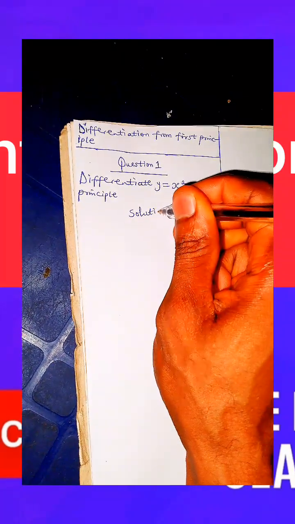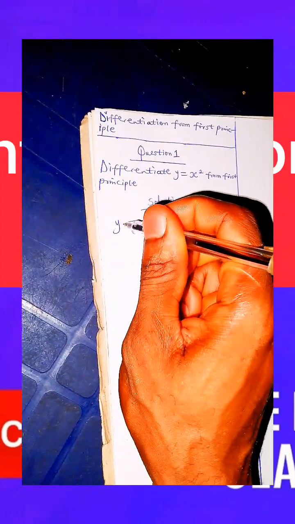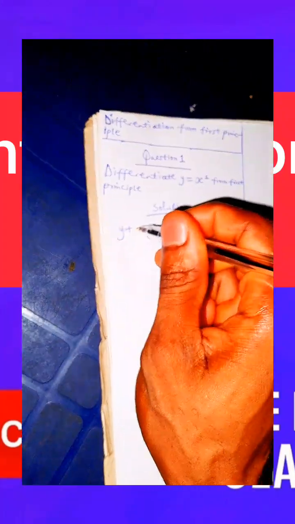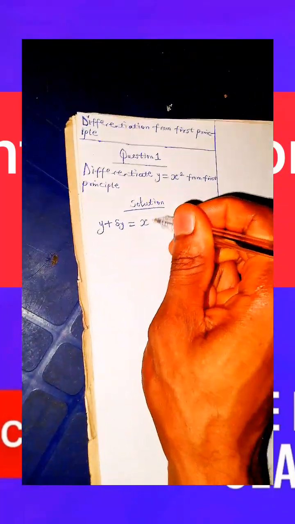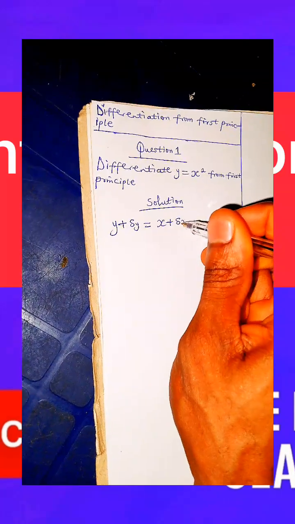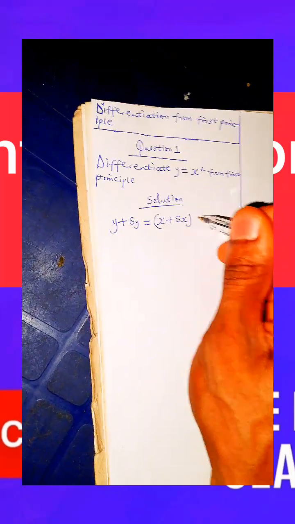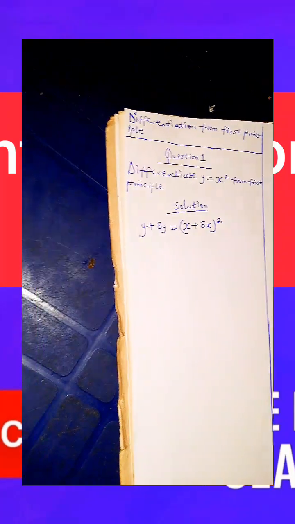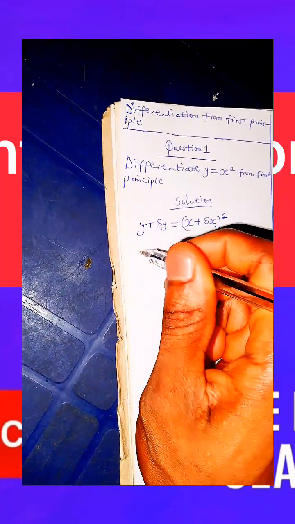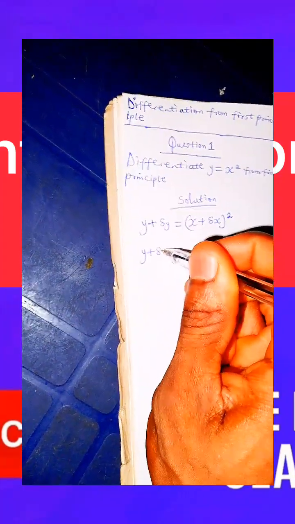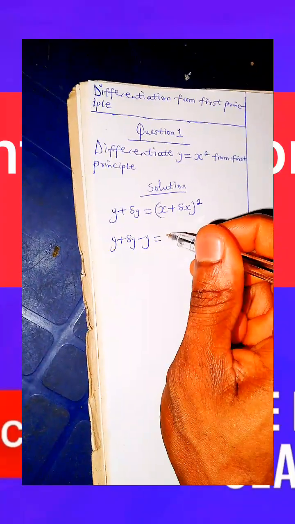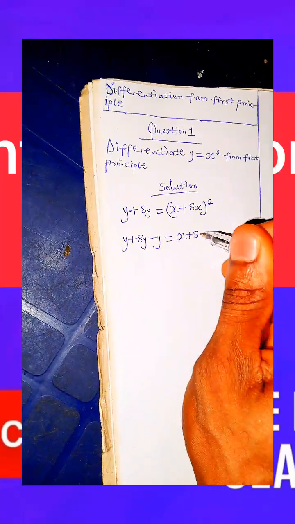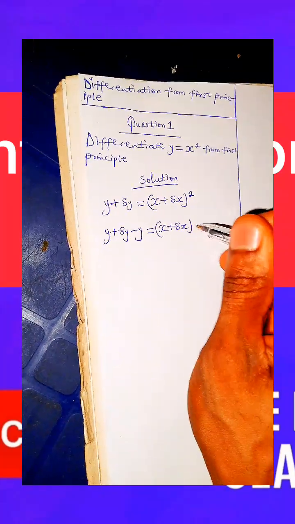In solving differentiation from first principle, we have different rules. One of the rules is to add delta y to y and add delta x to x. This is one of the rules. The second rule is to subtract y from both sides.